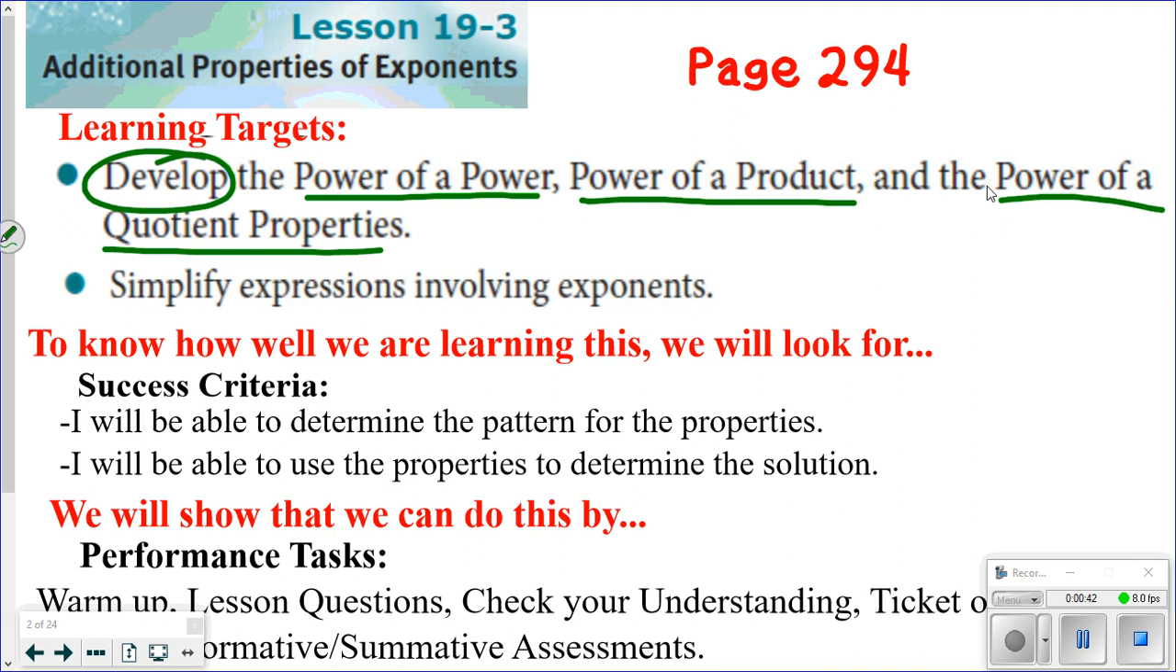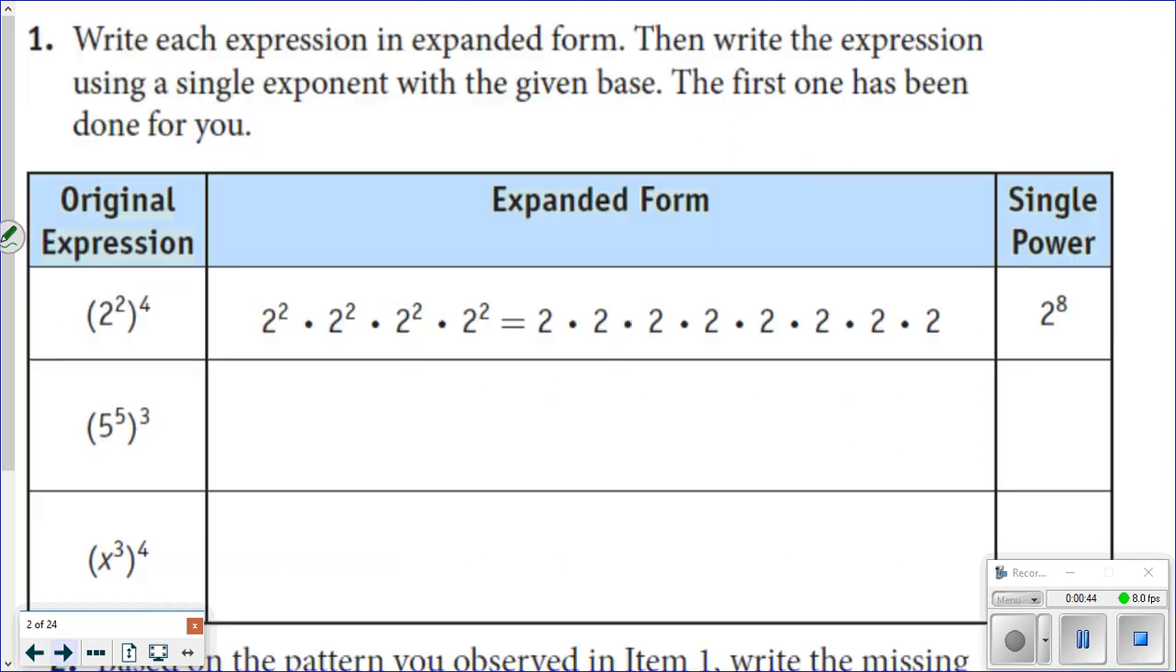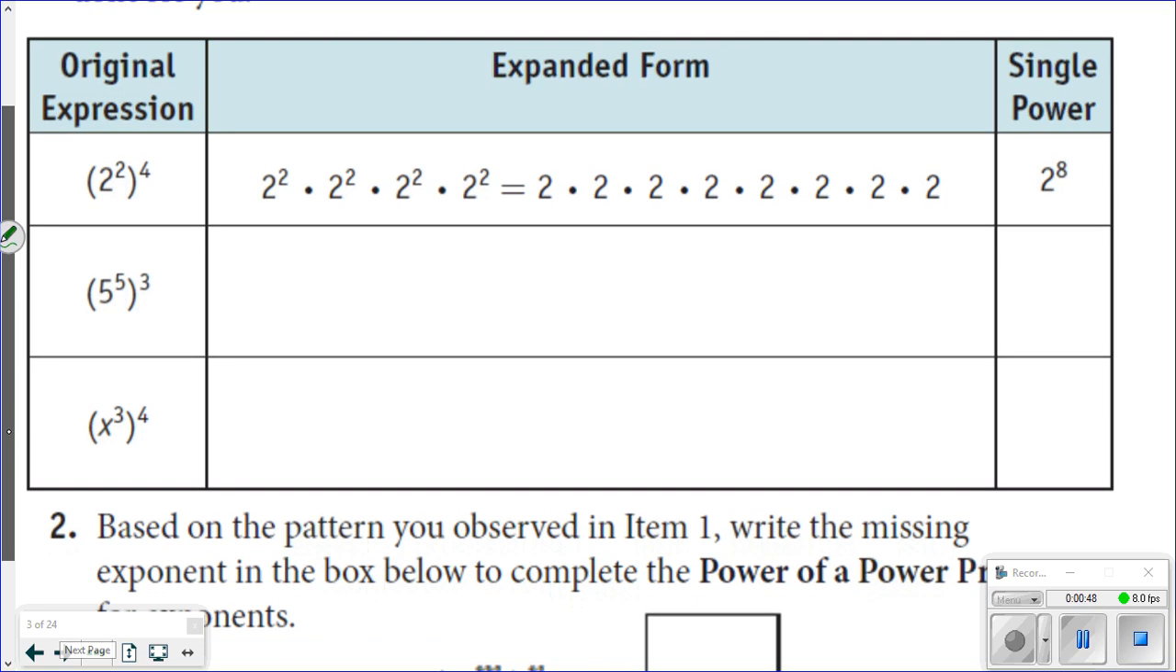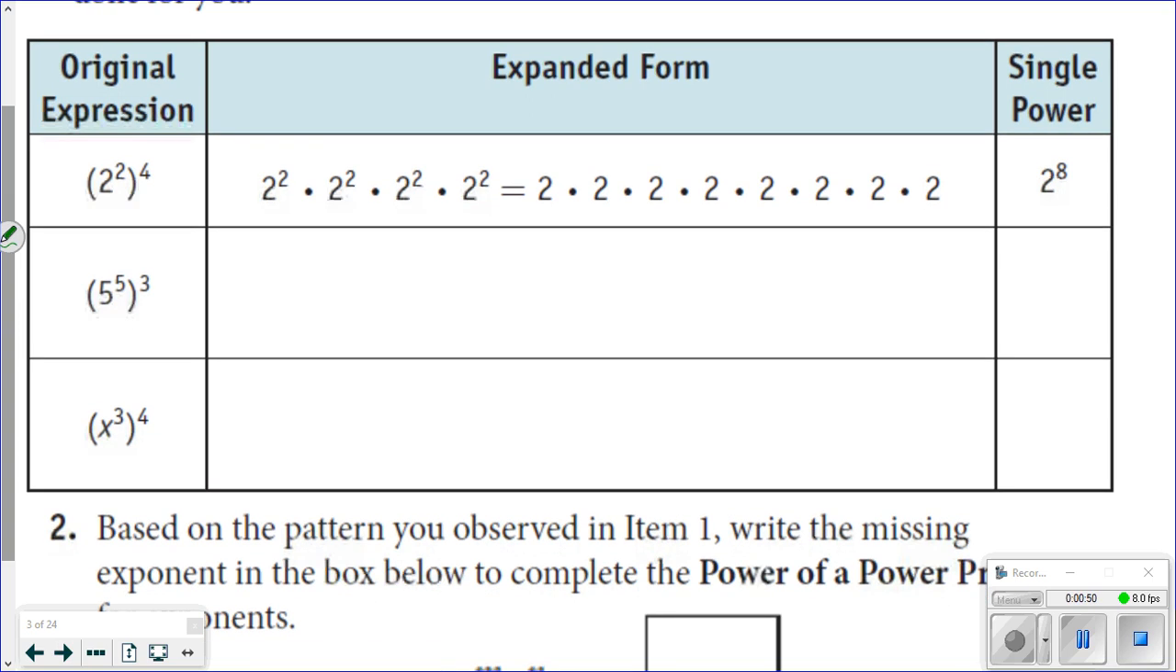So for question 1, we see this table here. And the first one is done for us. So in my parentheses, I see a 2 squared. And 2 squared is being raised to the 4th power. So 2 squared multiplied by itself 4 times.